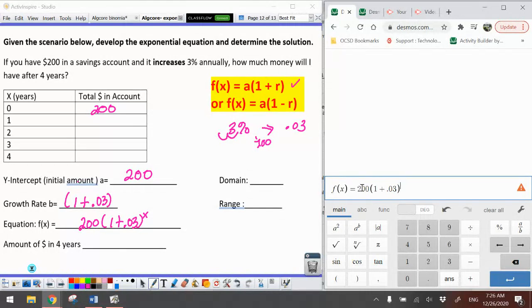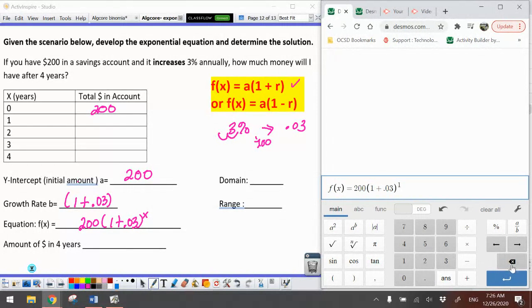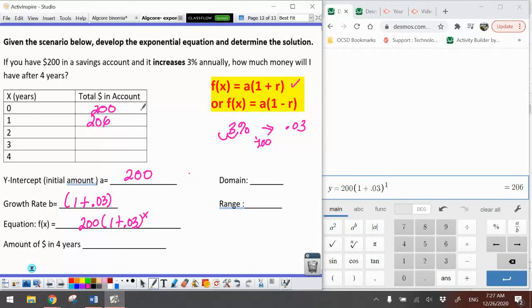So I have my function, and I'm going to put in my first value. It does not like that. So I'm going to do y equals to see if I can have better luck this time. So 200, 1 plus 0.03 to the power of 1. So I have $206. So I increased by $6 this first time.